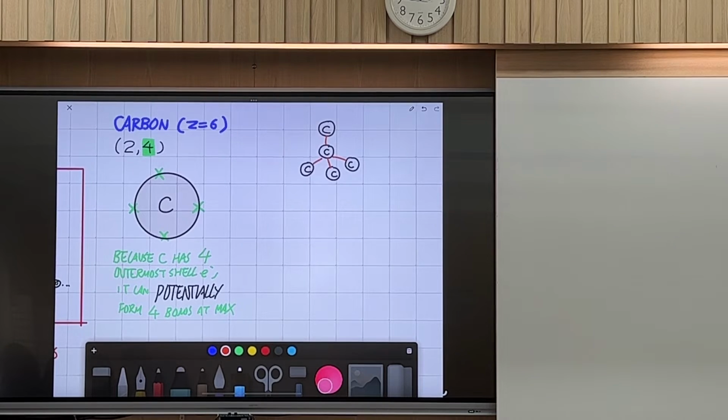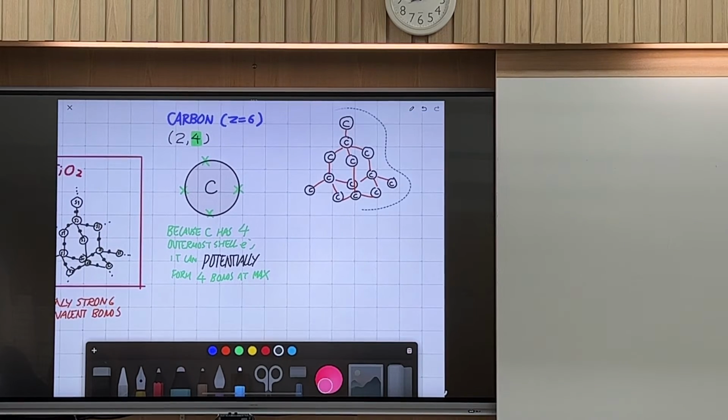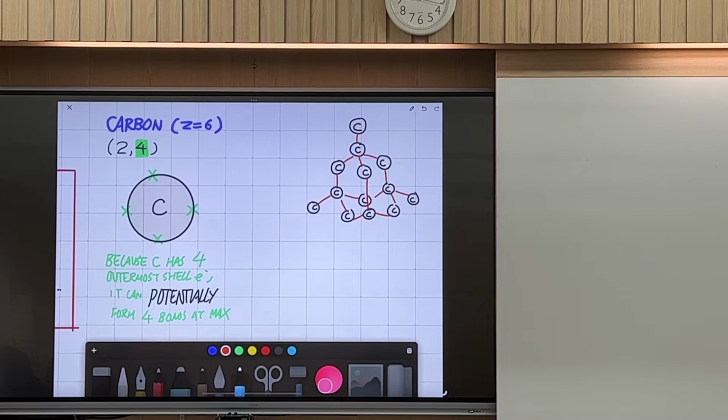How many other carbons is each carbon bonded to? 4, right? So you see 4. You may not need to draw this, you can just refer to the diagram you drew on the left. You can see that each carbon is connected to 4 other carbons. So what does that mean? It means carbon is using all 4 of its valence electrons, or its outermost shell electrons, to form bonds with other carbons. So can you put that?